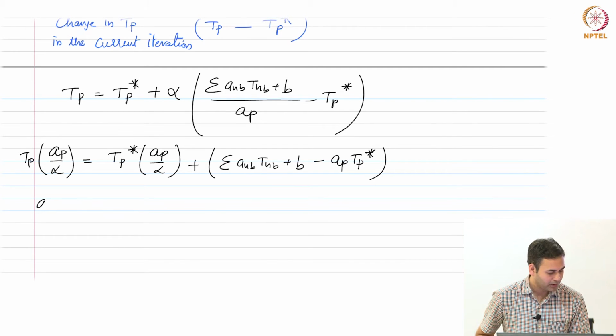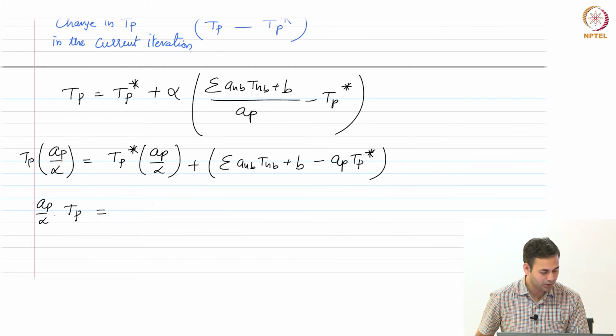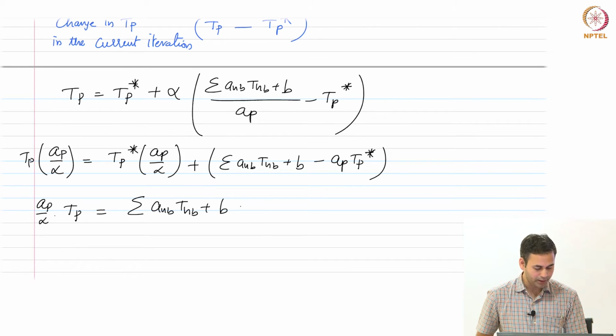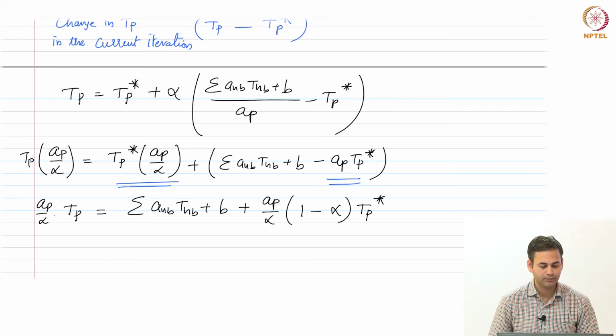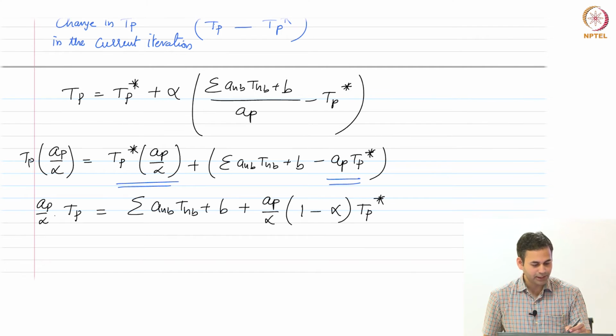So, I can rewrite this as AP by alpha times Tp equals sigma A and B T and B plus B, plus if I take AP by alpha common, then this would be 1 and this would be minus alpha times Tp star. Essentially I am collecting this term and this term together. So, we have done something. Now we call this the final equation.